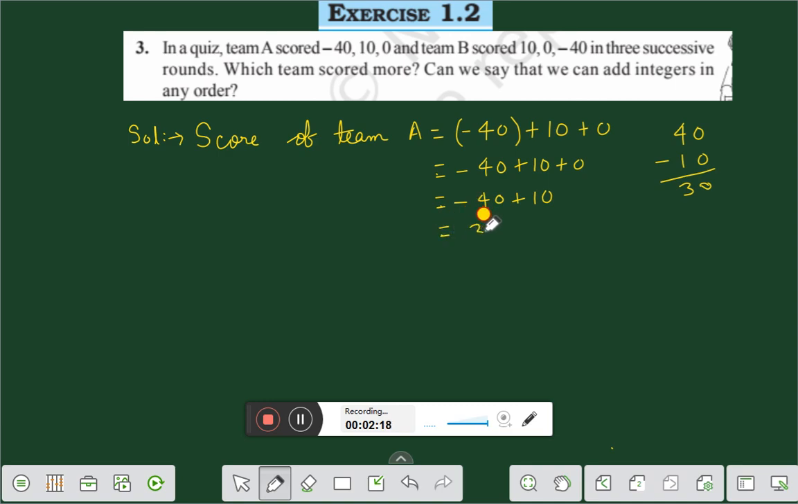And you see which number is greater? 40 is greater than 10, therefore it will be minus 30, right? Now we'll find the score of team B.